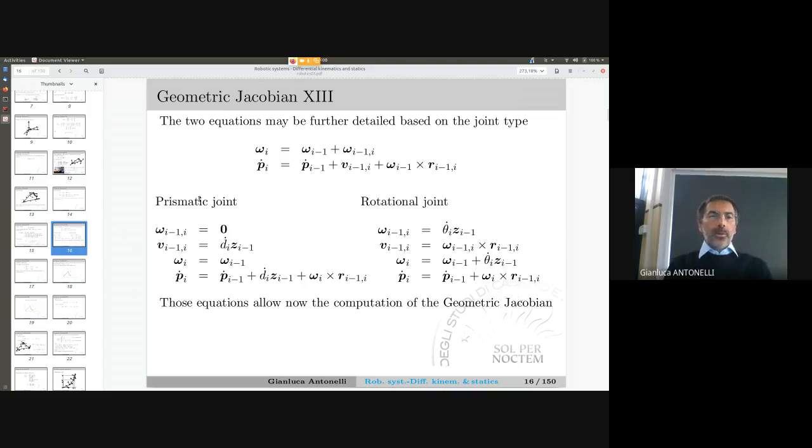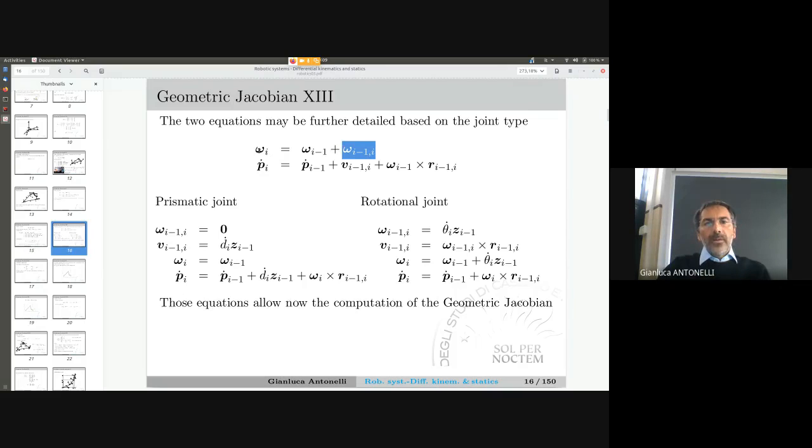And then we finished yesterday with this page, where we discovered that in fact, we do have two equations that allow us to compute the angular and linear velocity, this is the angular, this is the linear velocity, of the frames attached to each link, propagating along the structure. What does it mean, propagate? I wrote each of the two velocities with respect to the previous one and to the increment. So the contribution of the movement of the last joint.